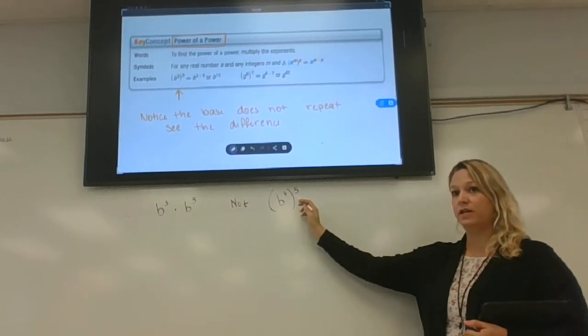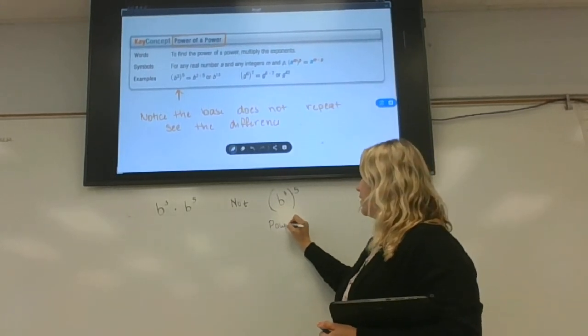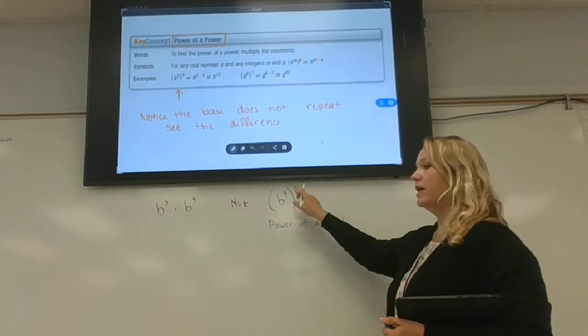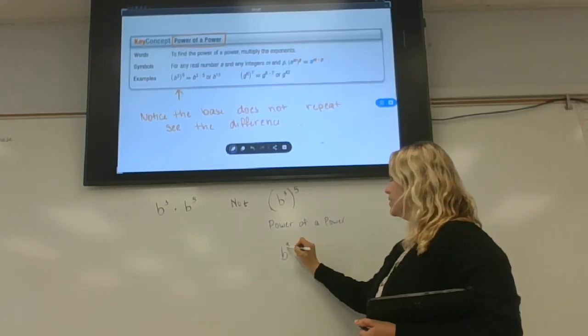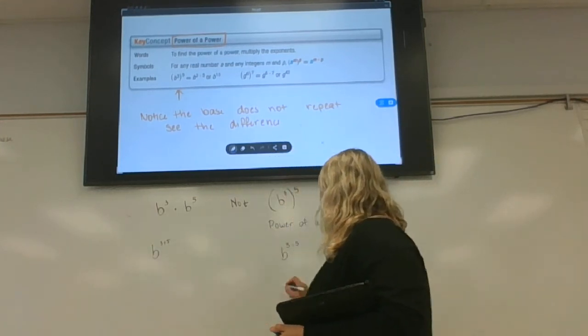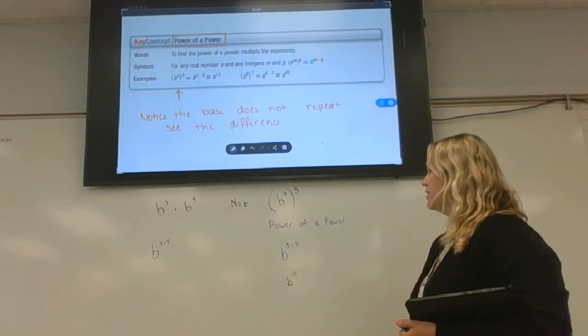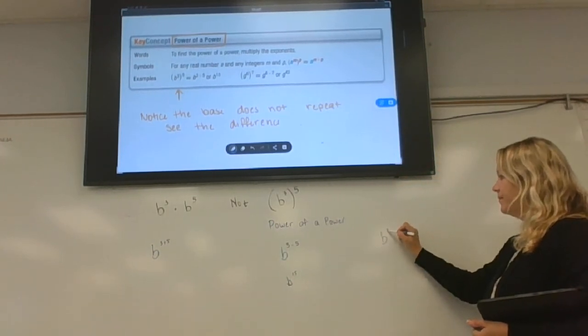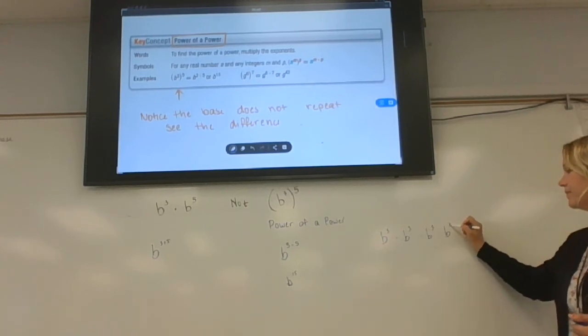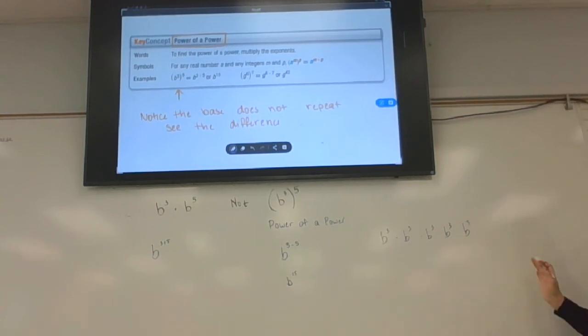This is an exponent raised to a power. So this is a power of a power. 3 to the 5th. So this we will multiply, whereas this we will add. So that's why we get b to the 15. Because this would be like having 5 sets of b to the 3rd, and if you add all those up, you get 15. It's different than a product of powers.